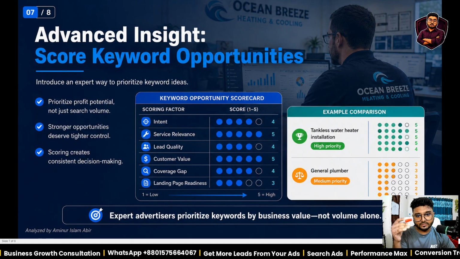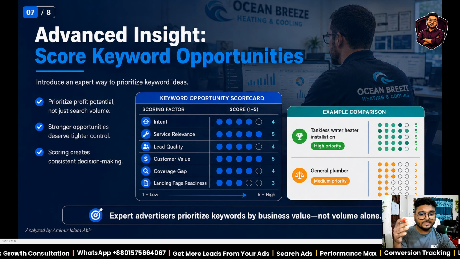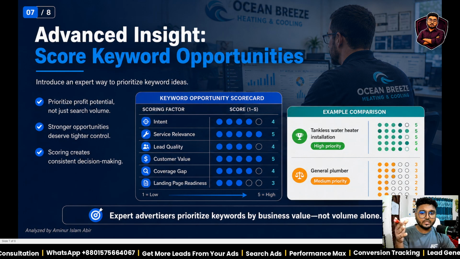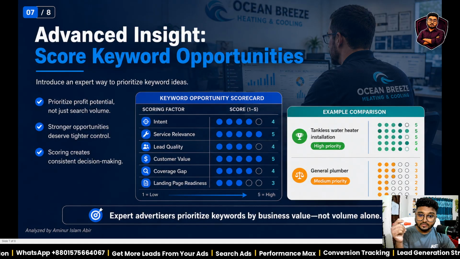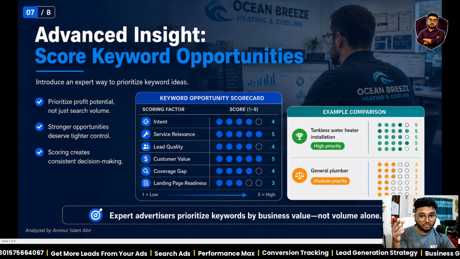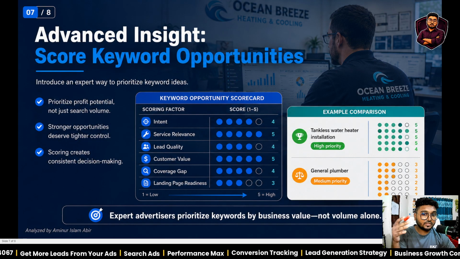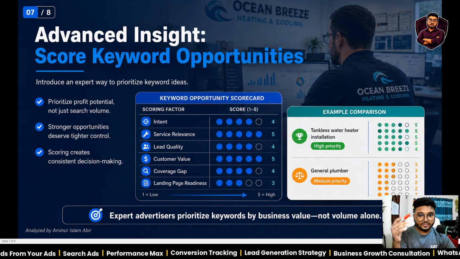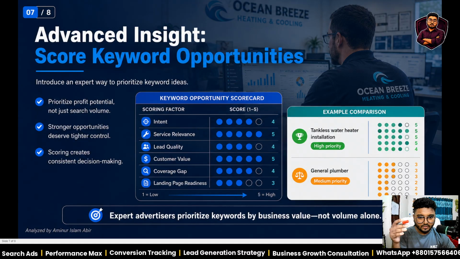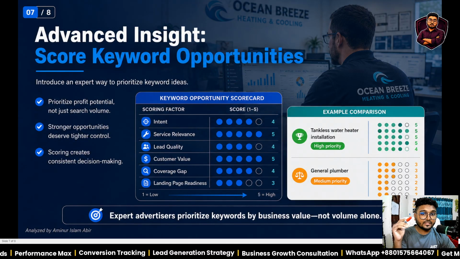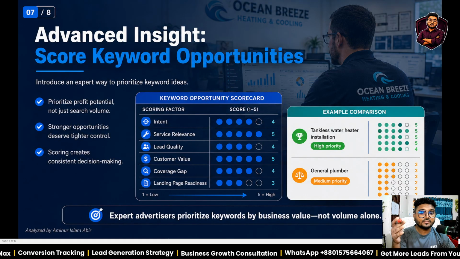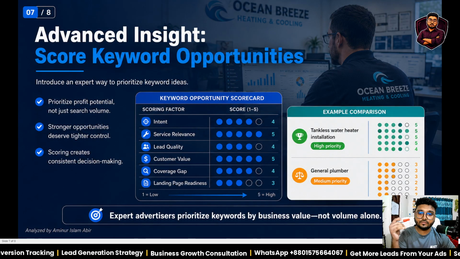The fourth factor is customer value. What is the likely job value, profit, repeat value, or revenue? The fifth factor is current coverage. Is the keyword already controlled well, or does it enter through a general keyword, weak ad, or poor landing page? The sixth factor is landing page readiness. Does the business have a page that supports the service, customer problem, proof, offer, and CTA? If not, the page may need work before paid traffic starts.